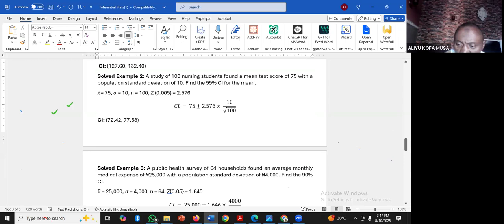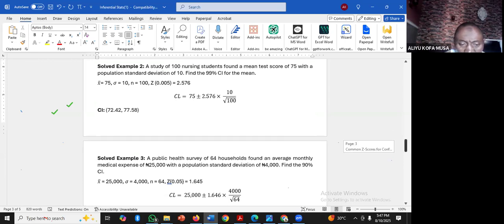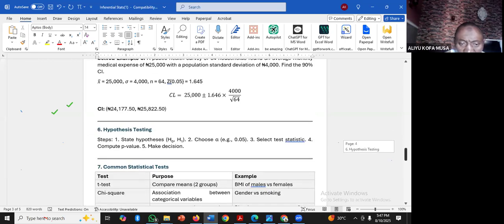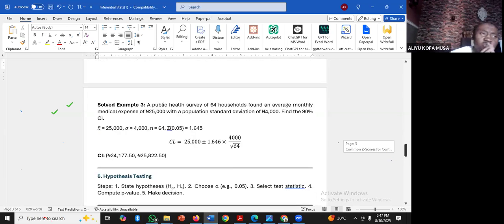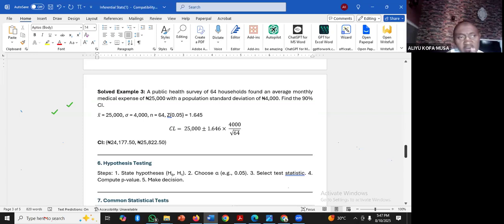The same thing with example number 3. So they are all the same thing. Okay, so this is how to calculate a confidence interval, and what a confidence level is. Common confidence levels are 90%, which is 0.9, 95%, which is 0.95, and then 99%, which is 0.99.